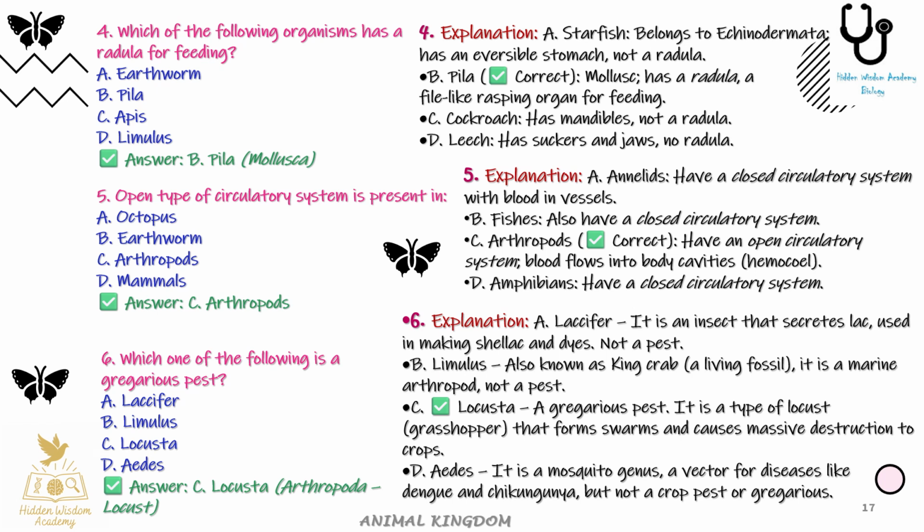Question 6. Which one of the following is a gregarious pest? Option A, Laccifer. Option B, Limulus. Option C, Locusta. Option D, Aedes.